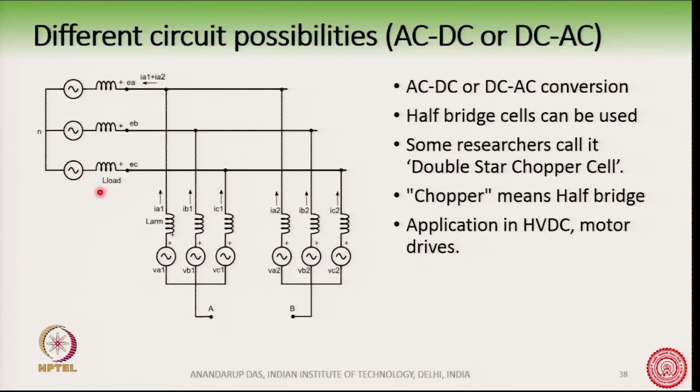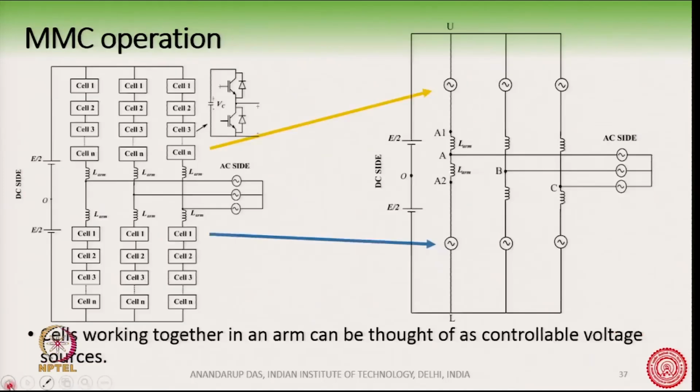Now, these are the 6 controllable voltage sources. So, these are the 3 controllable voltage sources in the upper arm and this is the lower arm, and these are the arm inductors. So, this here corresponds to this upper arm here. You just see that I have drawn this circuit only, but now in a slightly different fashion.